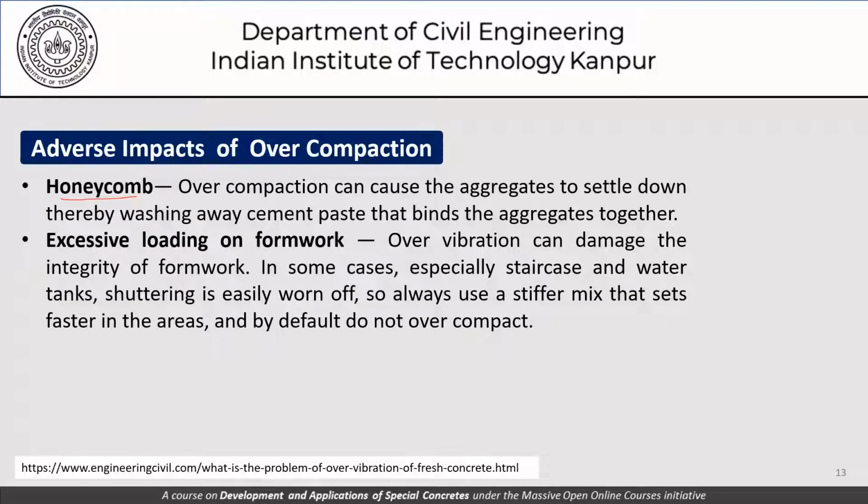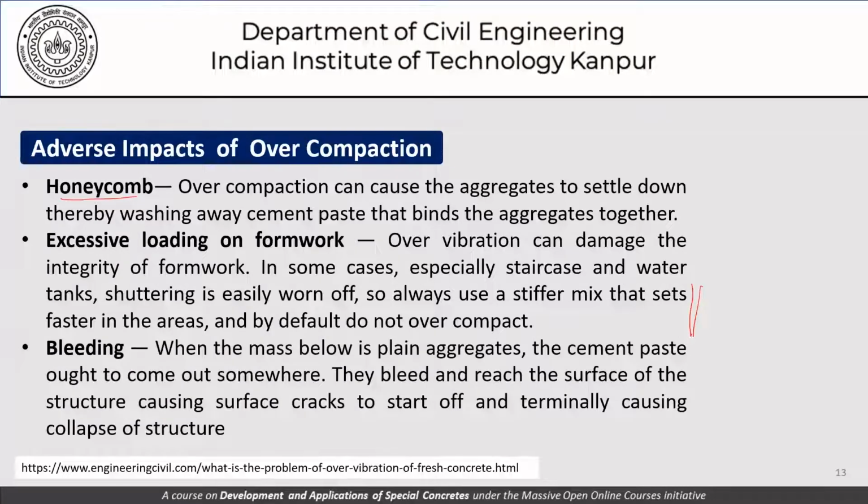So this is the mantra which is being told to a concrete engineer, that you can use a slightly stiffer mix that sets faster in these areas and do not over-compact, because compaction or over-compaction in fact also places additional loads on the formworks.